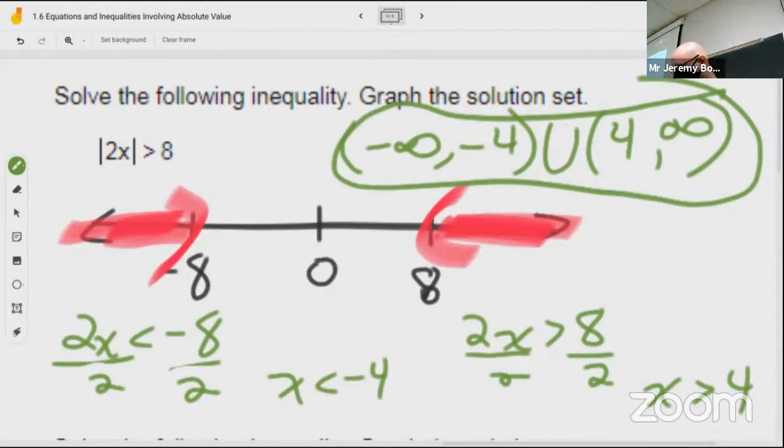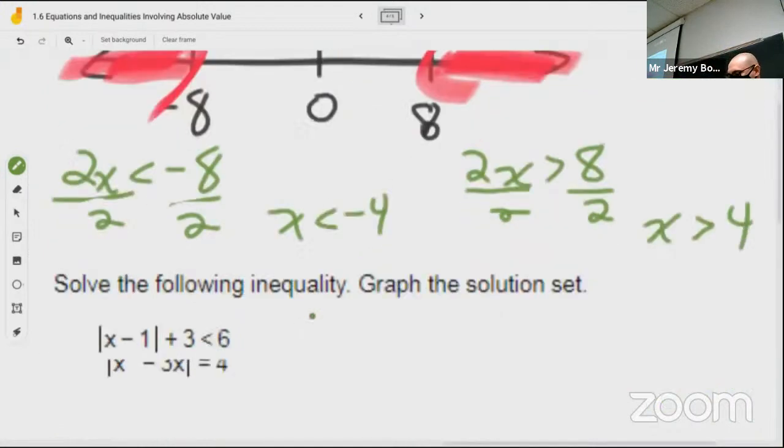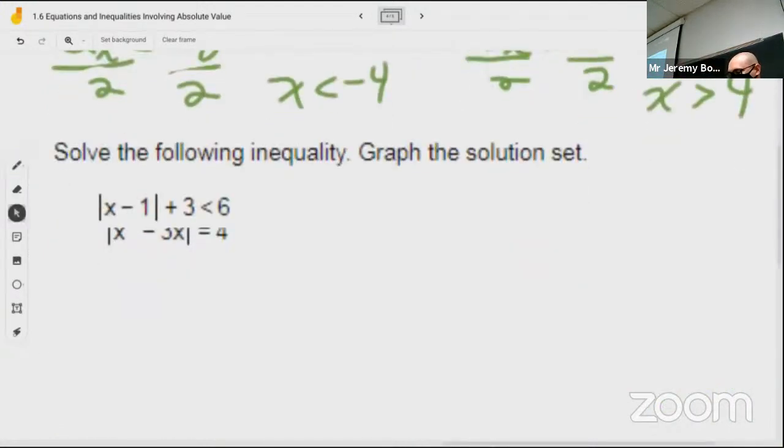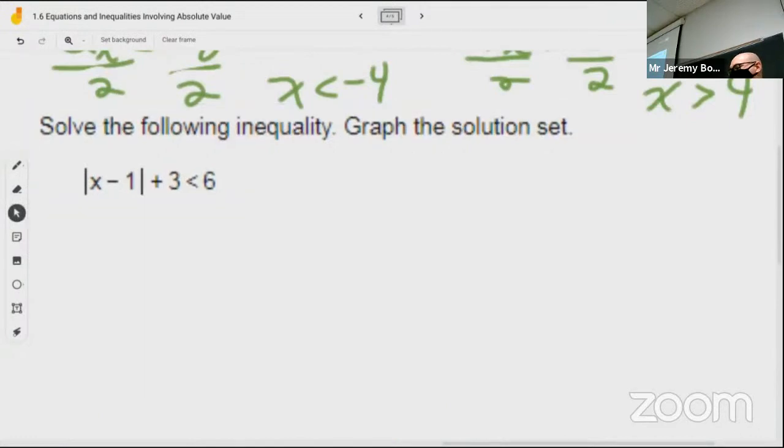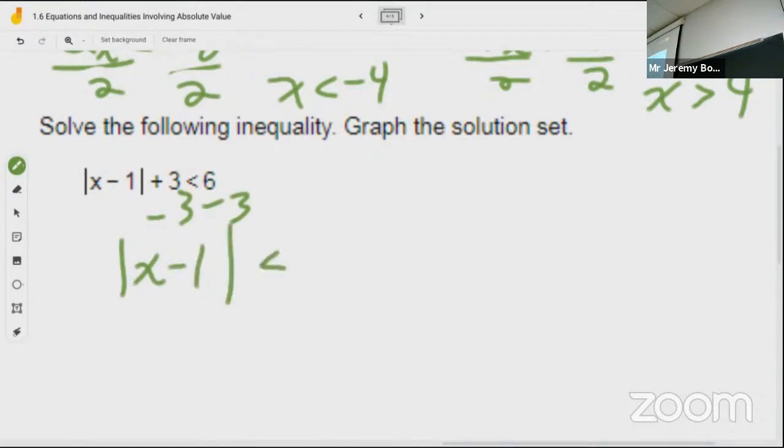All right, what's this next one? Layered. So here I have the absolute value of x minus 1, plus 3, is less than 6. What do I need to do there first? I want to subtract 3 because I want to get the absolute value by itself, and we'll get the absolute value of x minus 1 is less than 3.